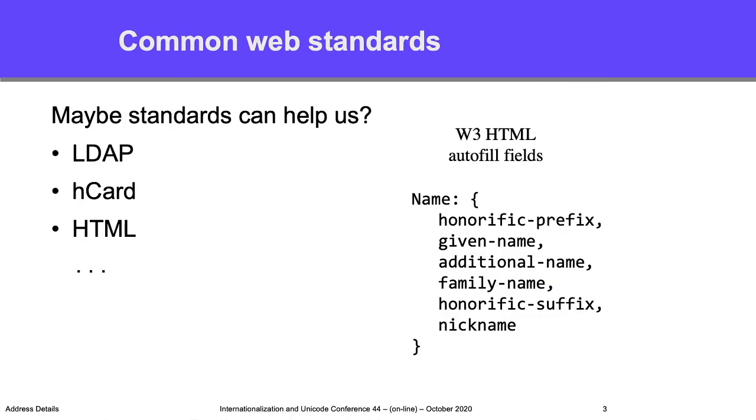There's a number of different standards out there, so maybe they can help. Three very common ones are LDAP, hCard, and HTML. HTML, defined by W3C, and present on the right side the standard autofill fields that are used in HTML. These are what are used to automatically fill forms when you go to buy something online and filling in various information when they're presented to you. And they should look familiar. Prefix, given name, additional name or middle name, family name, suffix, and nickname.